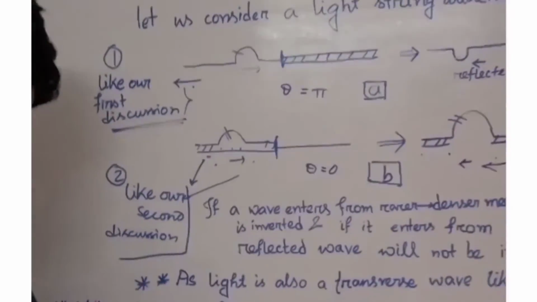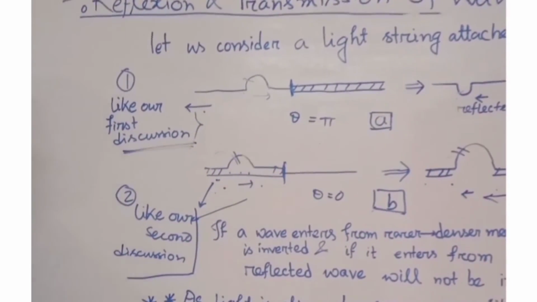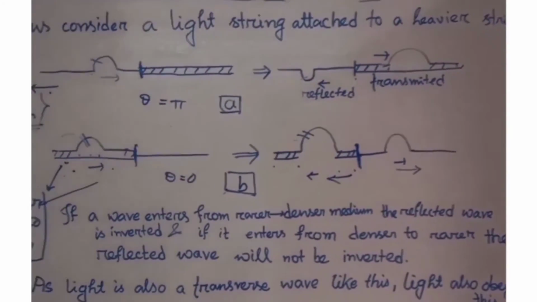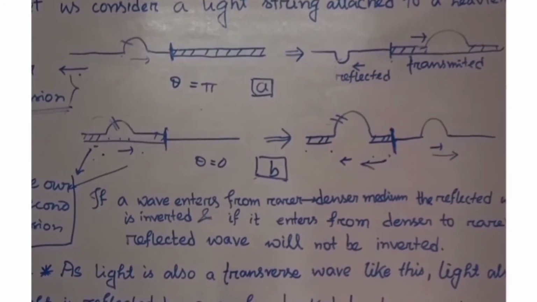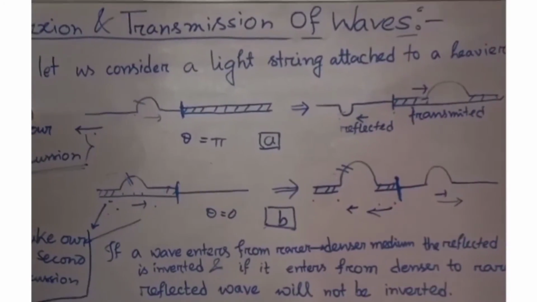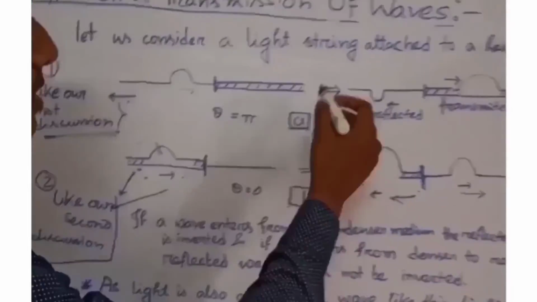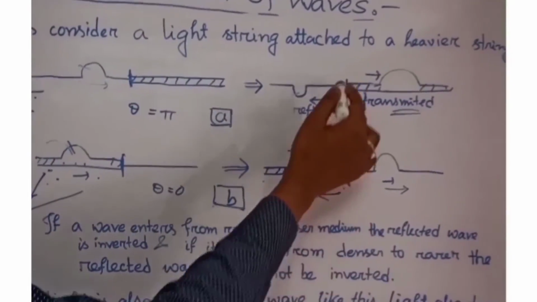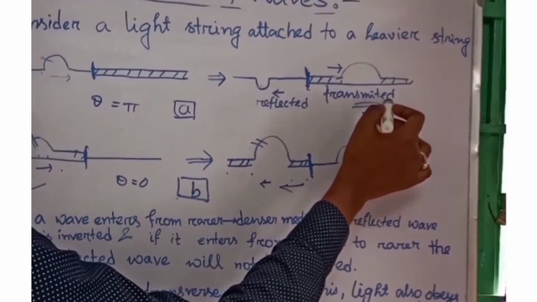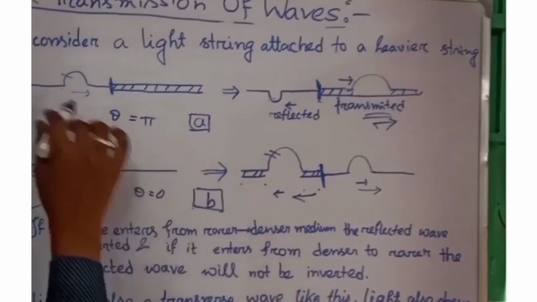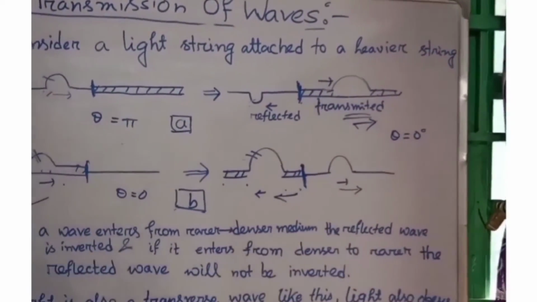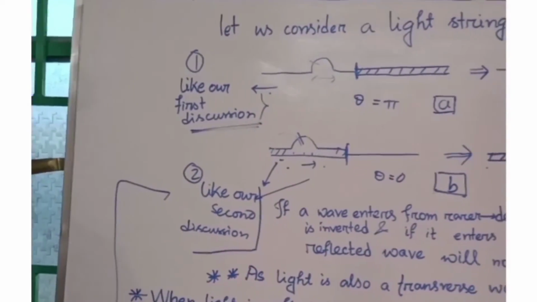So we conclude that in light, optically rarer medium means the refractive index of the medium is lower, and optically denser means the refractive index of the medium is higher. Also we can see from these two figures that the transmitted wave from the junction has no phase change; the phase difference between the transmitted wave and the incident wave is 0 degrees. So we can conclude these two formulas from our discussions.